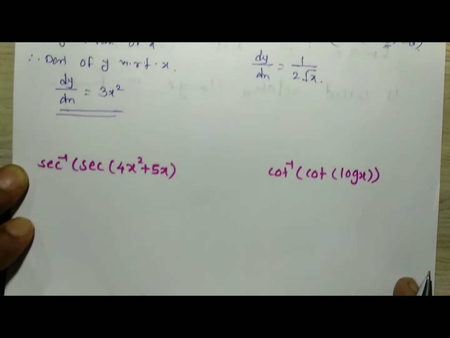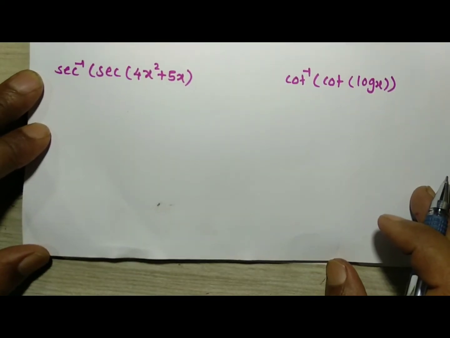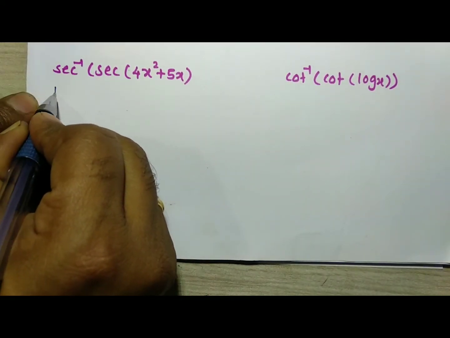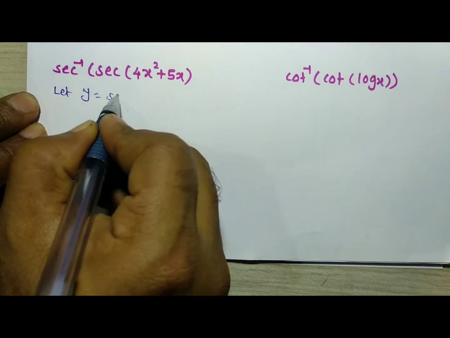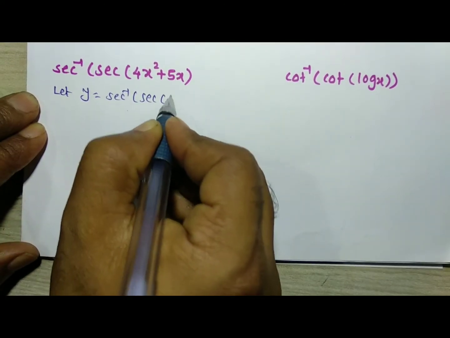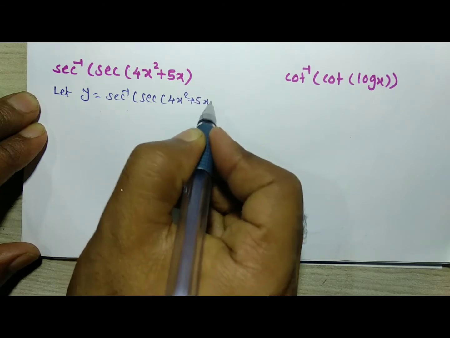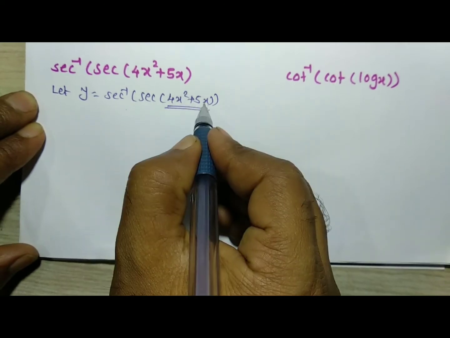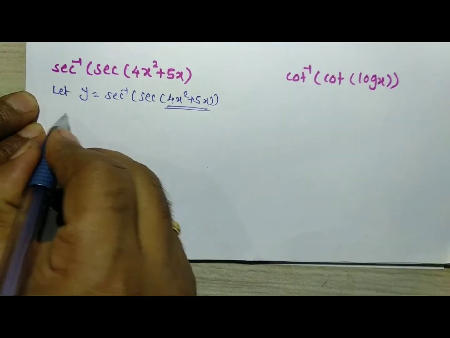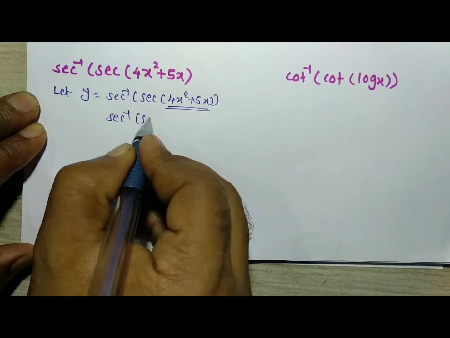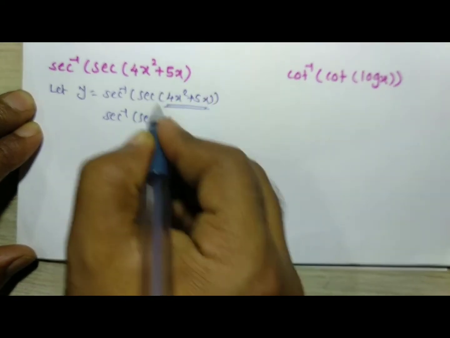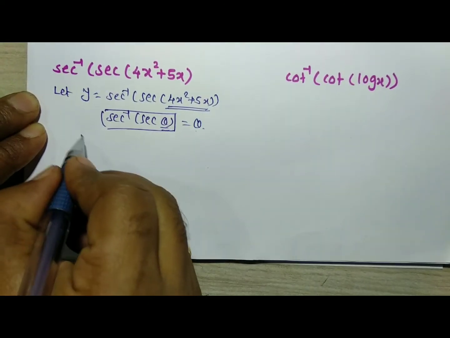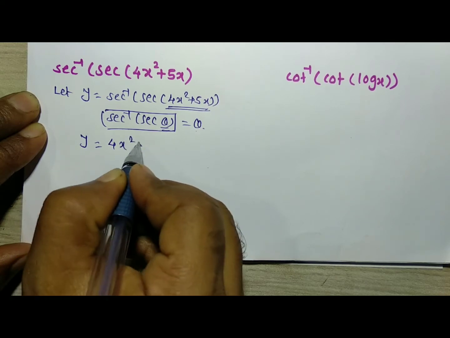Similarly, you can perform the derivatives of these different functions. Once again, let y is equal to sec inverse sec of 4x square plus 5x. That means 4x square plus 5x works as theta, because we have to compare it with sec inverse sec theta. Here theta is nothing but this expression, and therefore y is equal to 4x square plus 5x.